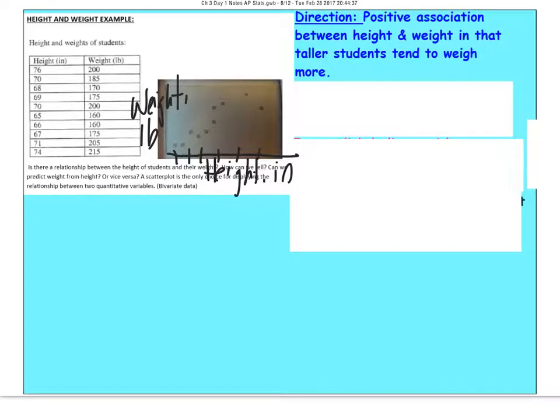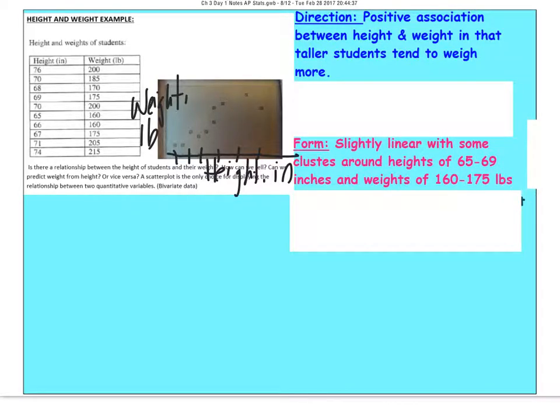Now I'm going to go to form next. The form on here, if you notice, I would say it does look somewhat linear. There's a little bit of a straightness here, and then it starts to curve a little bit. And it's okay to kind of be wishy-washy. So for the form, I just said it's slightly linear with some clusters around heights of 65 to 69. So we see some clustering around in here, and where the weights are at 160 to 175. So I'm kind of talking about where I see that clustering happen.